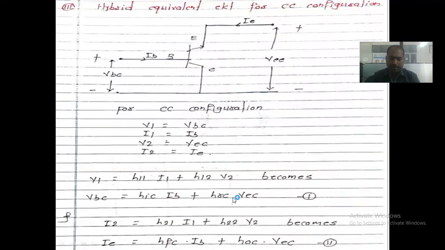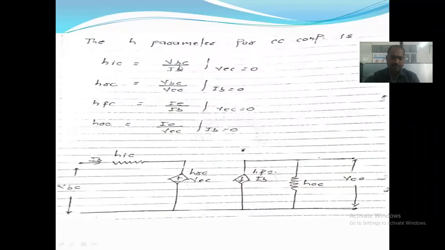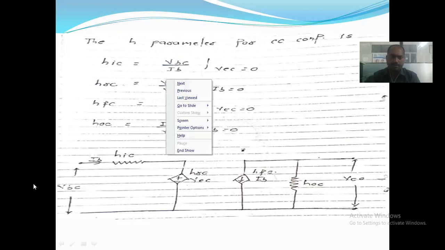To find out the HIC, what we have to do? Making other parameters zero. So making VEC equal to zero, the whole thing should be zero. So HIC equals VBC divided by IB, right? So here HIC equals VBC divided by IB, when making VEC equal to 0.